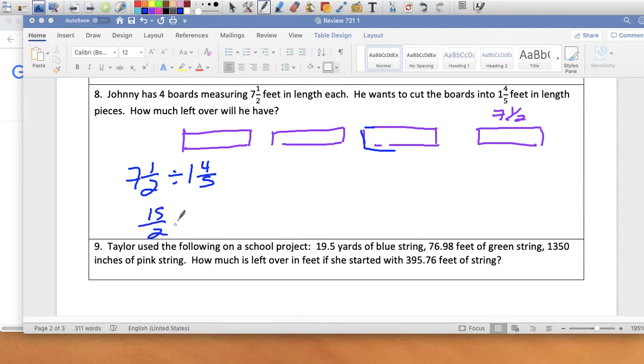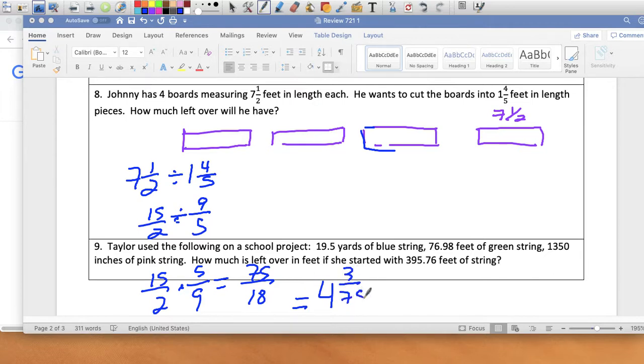So this is 15 over 2 times, let me see, this is 9 over 5, right? 9 over 5. And then it's going to be 15 over 2 times 5 over 9, sorry. Right? So reciprocal 5 over 9. 15 times 5 is 75 over 18. Let's find what that is as a mixed number. I can have 18, 36, 72, 4 times, and 3 over 75. So I can make 4 boards here.